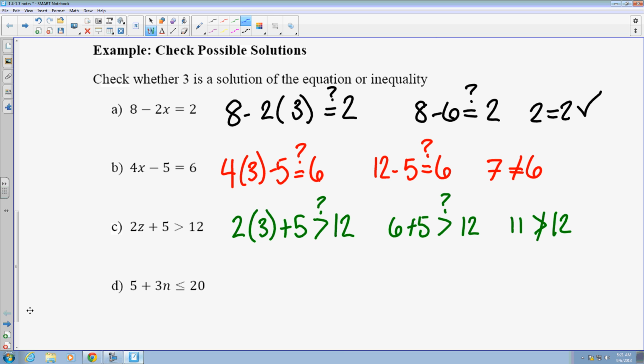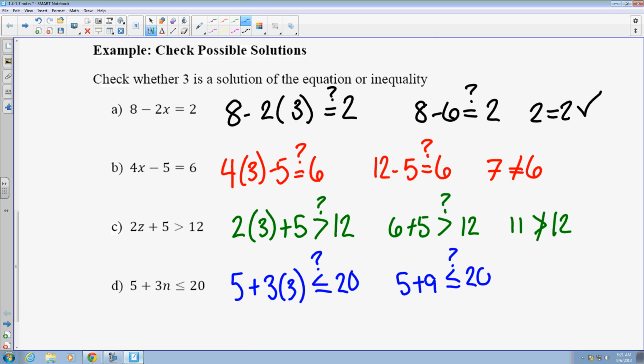And part D, plugging in 3 again. 5 plus 3 times 3. We want to know if that's less than or equal to 20. 3 times 3 is 9. So 5 plus 9, checking is less than or equal to 20. 5 plus 9 is 14, which is less than or equal to 20, yes. Okay.